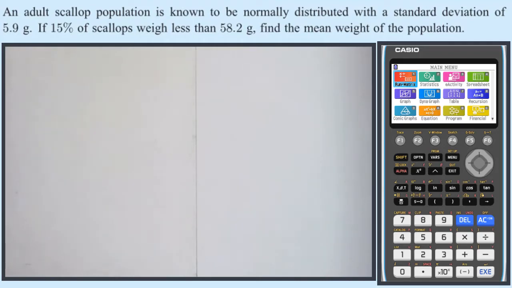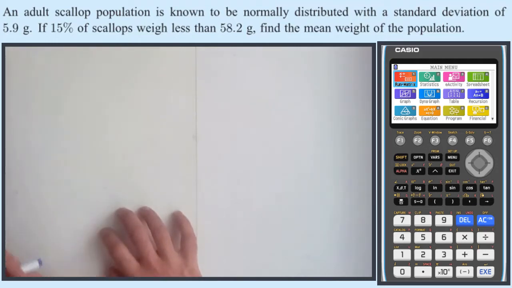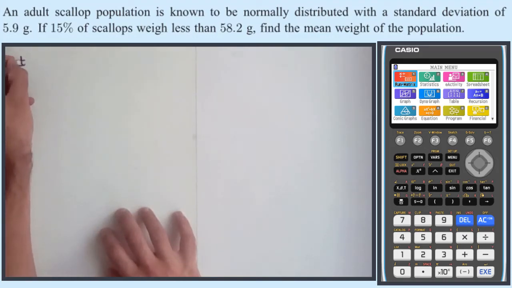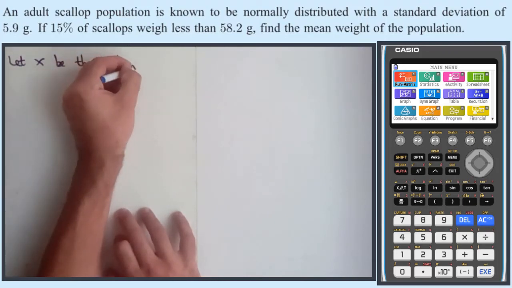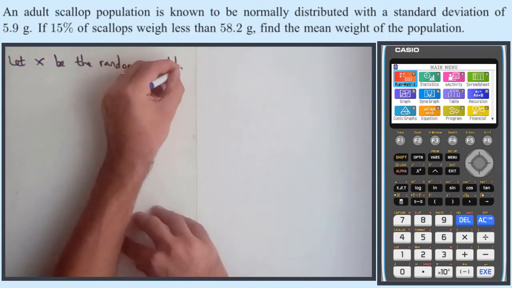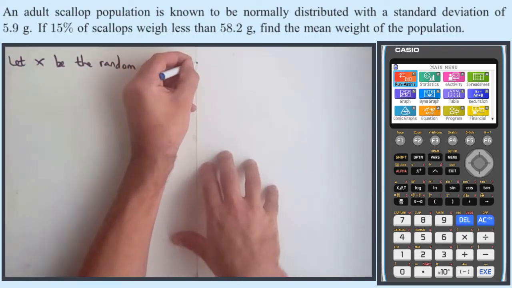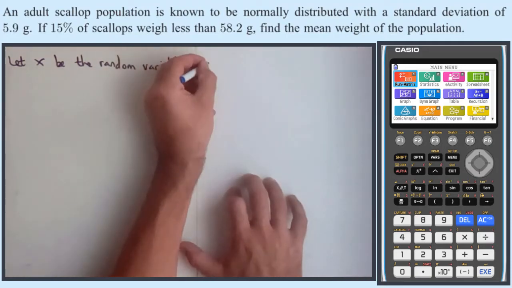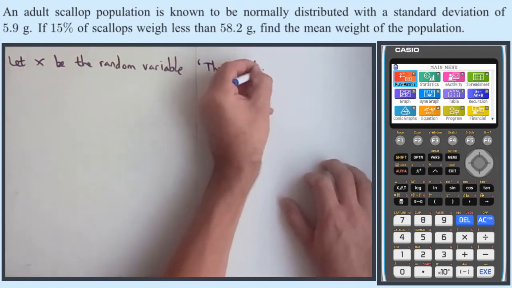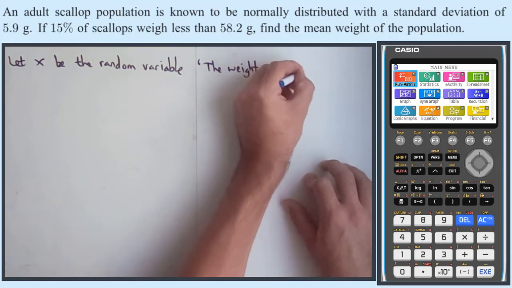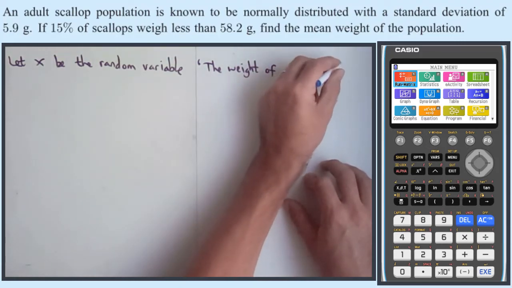Before I say anything else, I will say that whenever you have an unknown mean or an unknown standard deviation, you always need to transform onto the standard normal distribution. So before we do that, I'm going to define the variable. Let x be the random variable, and it's going to be the weight of a scallop. How do you spell scallop? S-C-A-L-L-O-P. The weight of a scallop.